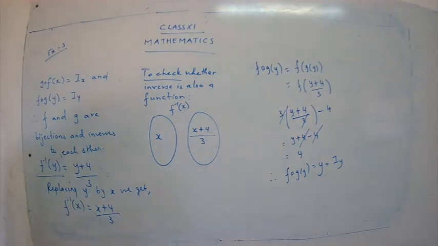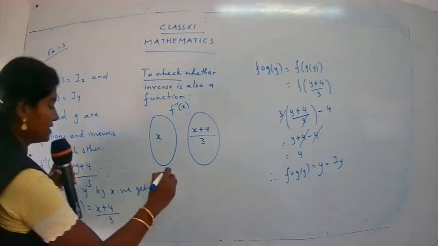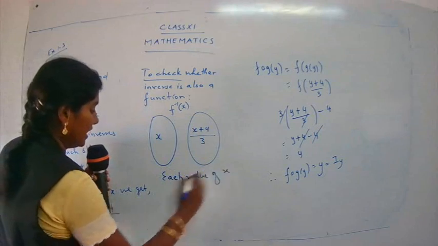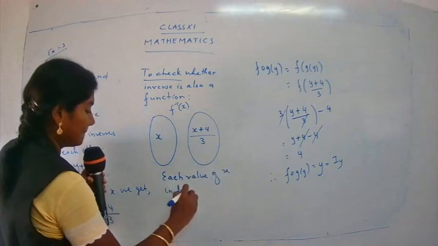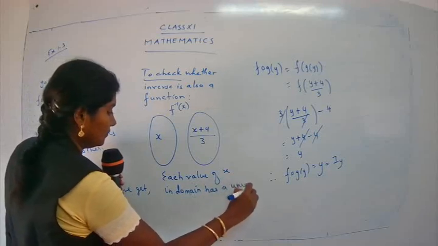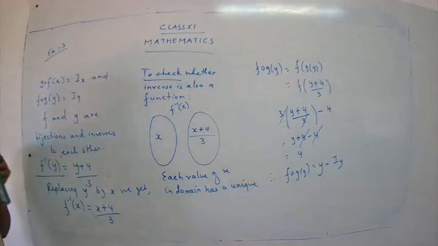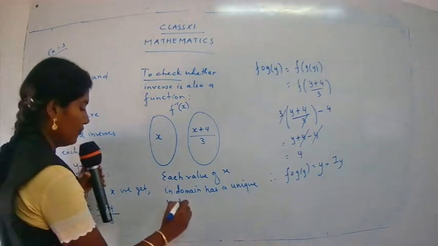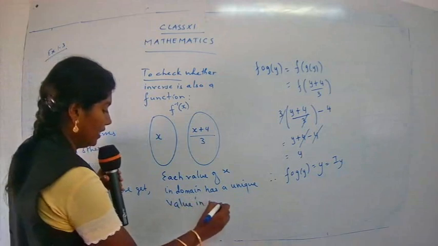So let's explain the part. You write down: each value of x in domain has a unique value in codomain.